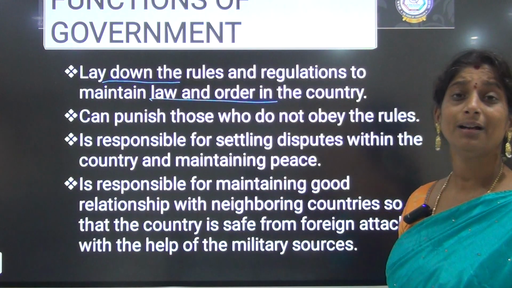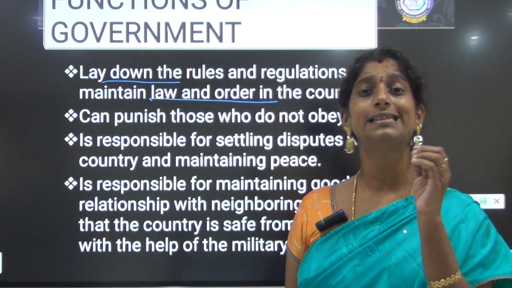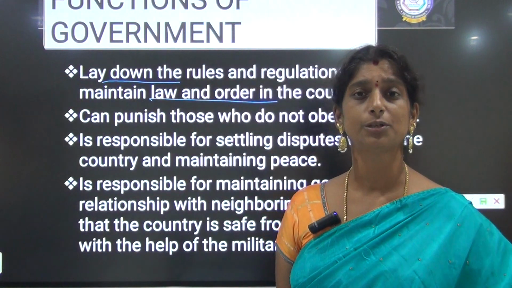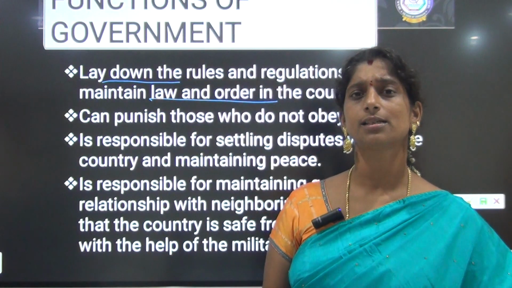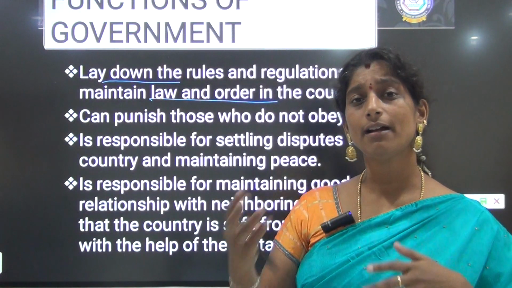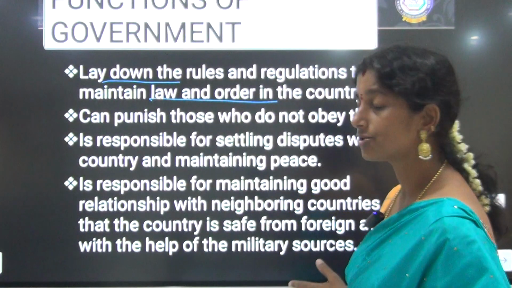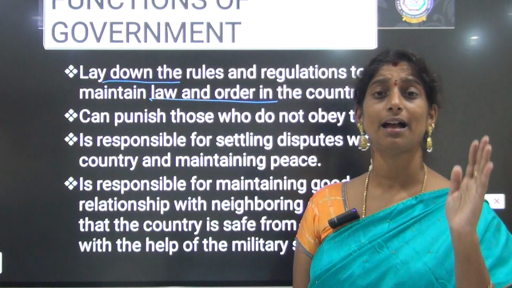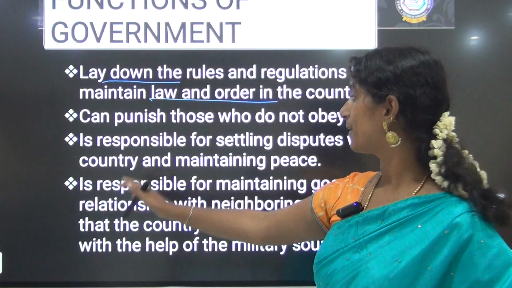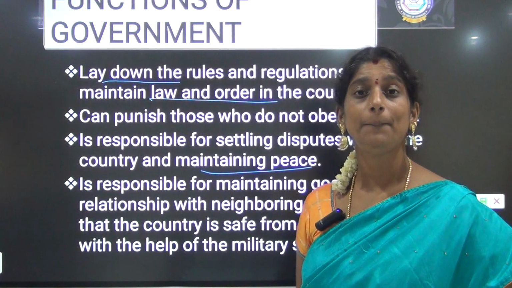And the government is very much responsible in settling any kind of disputes in the country. Any internal disputes, maybe between two states or within a state itself. So, any kind of disputes inside the country, it has to be settled by the government, and government has to make sure that the country is maintaining peace.